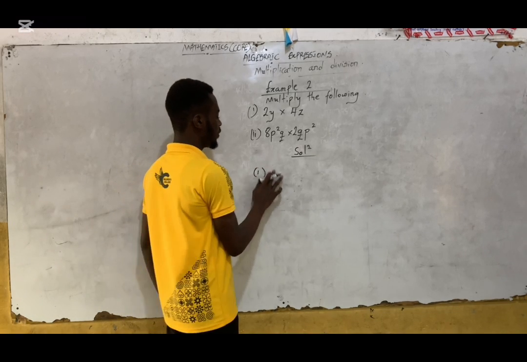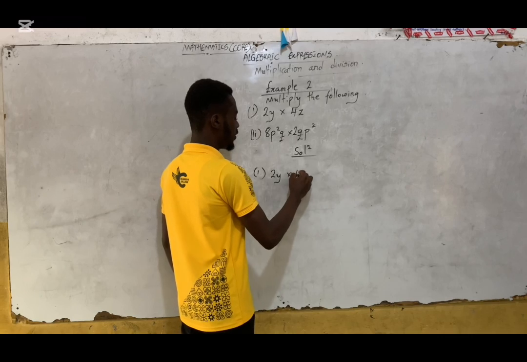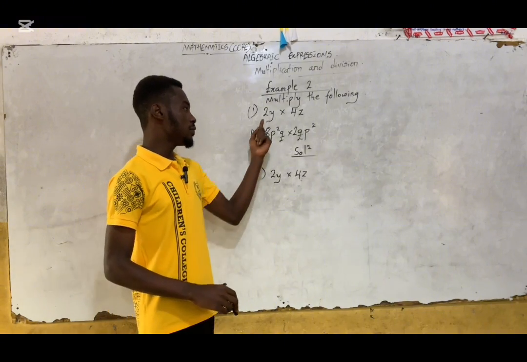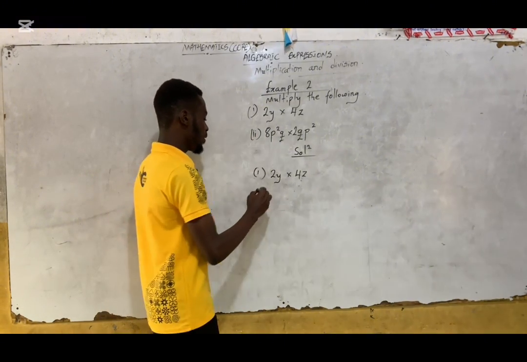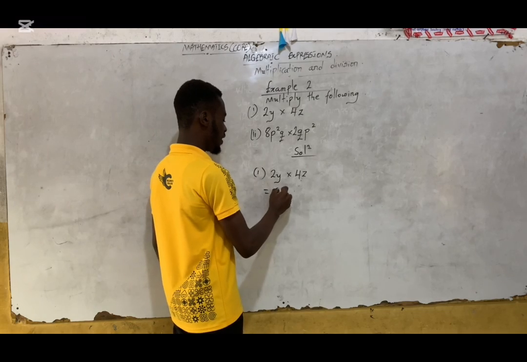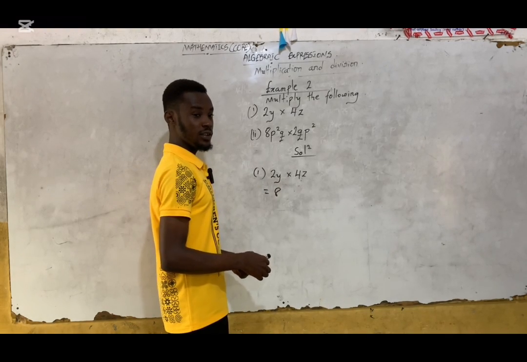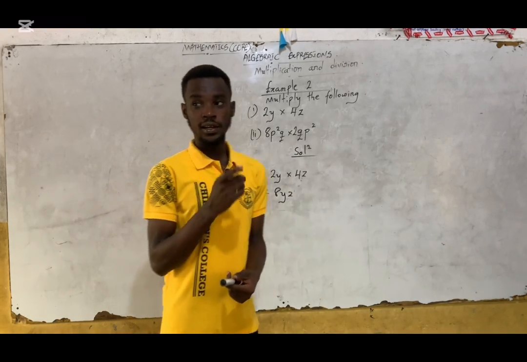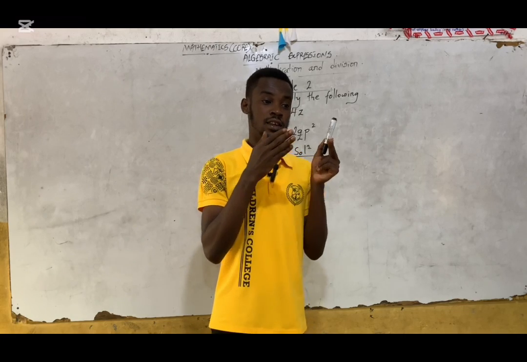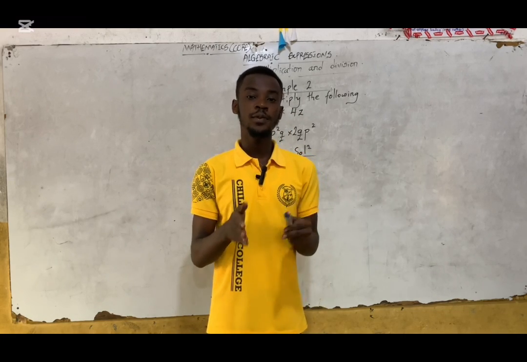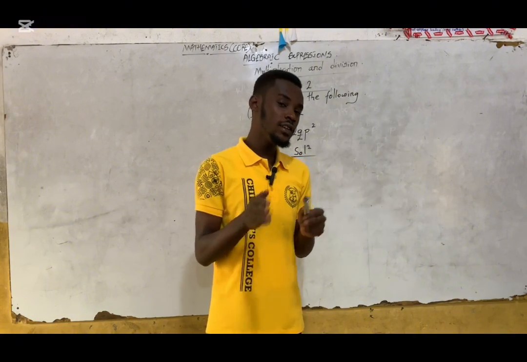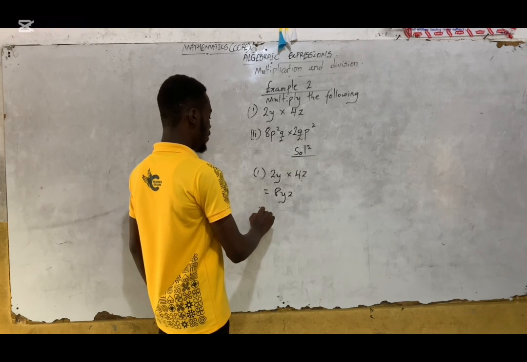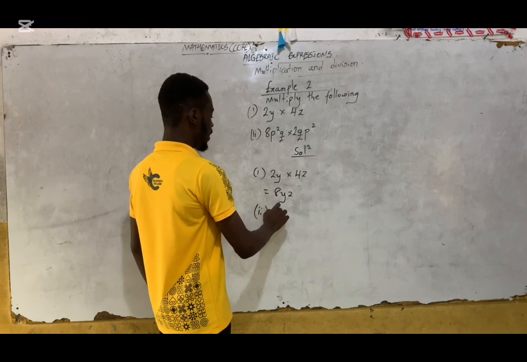We have 2y multiplying 4z. Remember, numbers multiply numbers first, so we have 2 times 4 giving us 8. What about y times z? Remember, we get yz. A different variable multiplying a different variable gives us the first variable, the second variable. So a times b is ab, c times d is cd, b times q is bq, and so on and so forth.